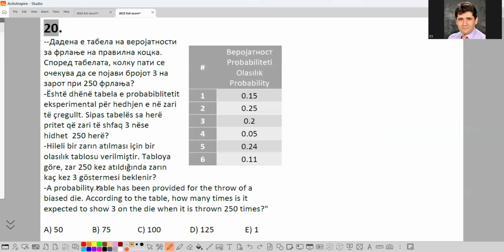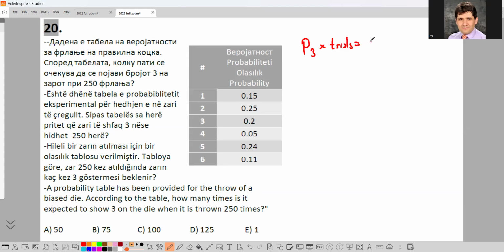A probability table has been provided for the throw of a biased die. Biased die means a die that doesn't show the numbers all with the same probability. So according to the table, how many times is it expected to show 3 on the die when it is thrown 250 times? The way we find how many times it is expected to show the number 3 is the probability that it shows 3, let's call it P3, times how many times we throw the die, so trials.